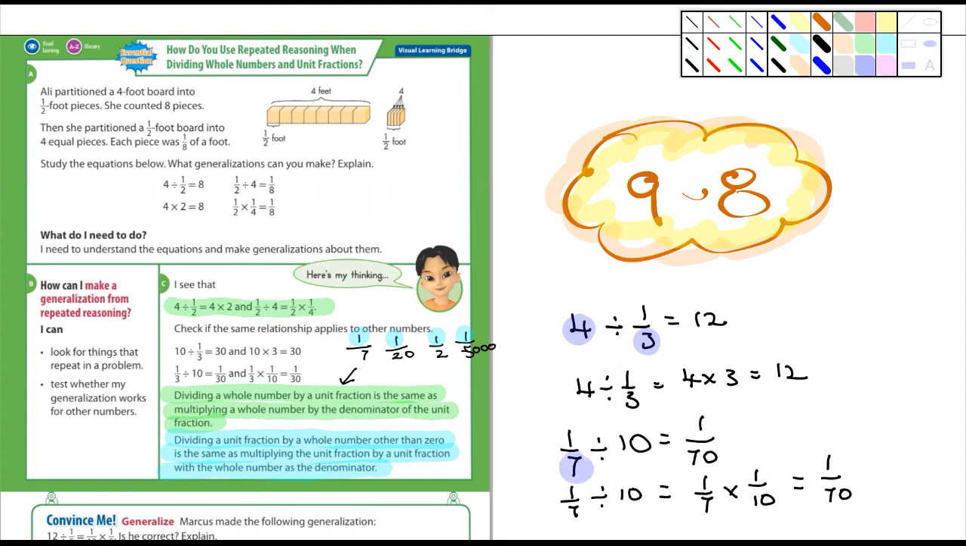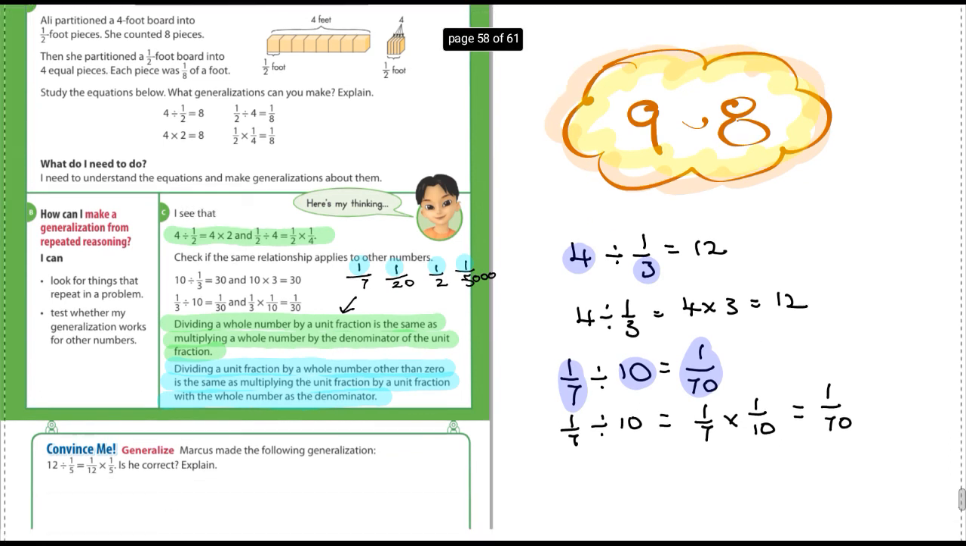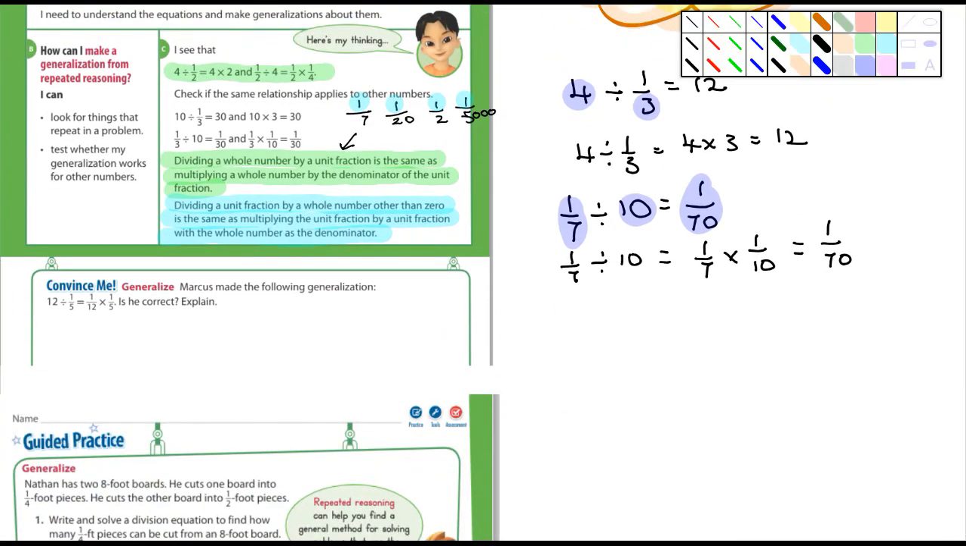So 1/7 divided by 10 is the same as, the answer is 1/70. Okay. Hopefully I didn't confuse you more. Just trying to explain it a little bit differently than they do. So let's drop down a little bit here. What's that asking here?